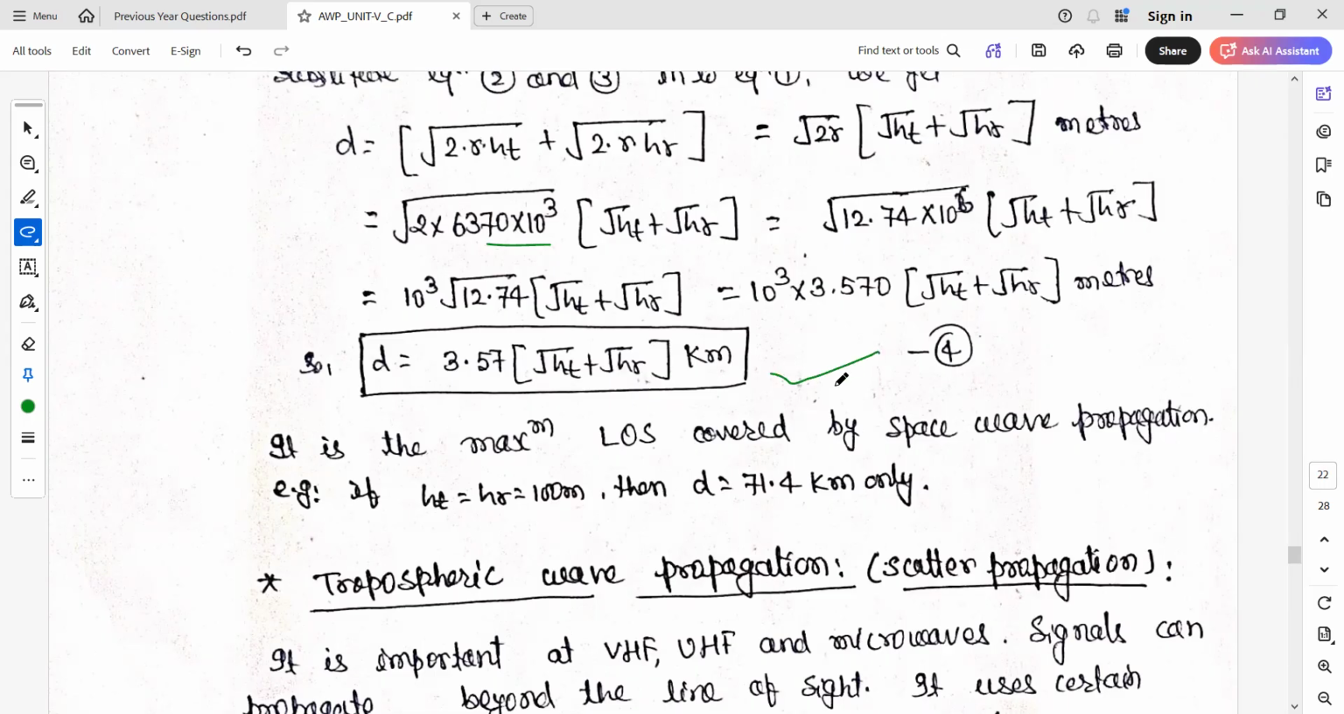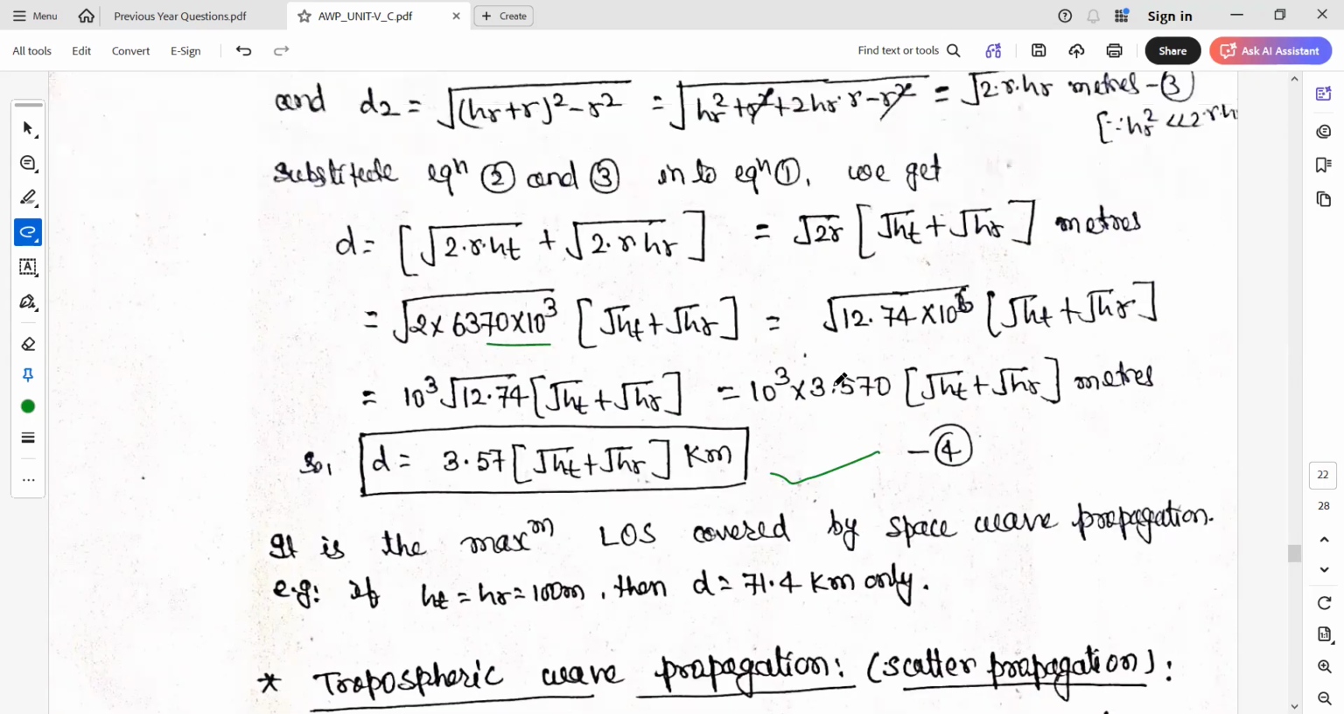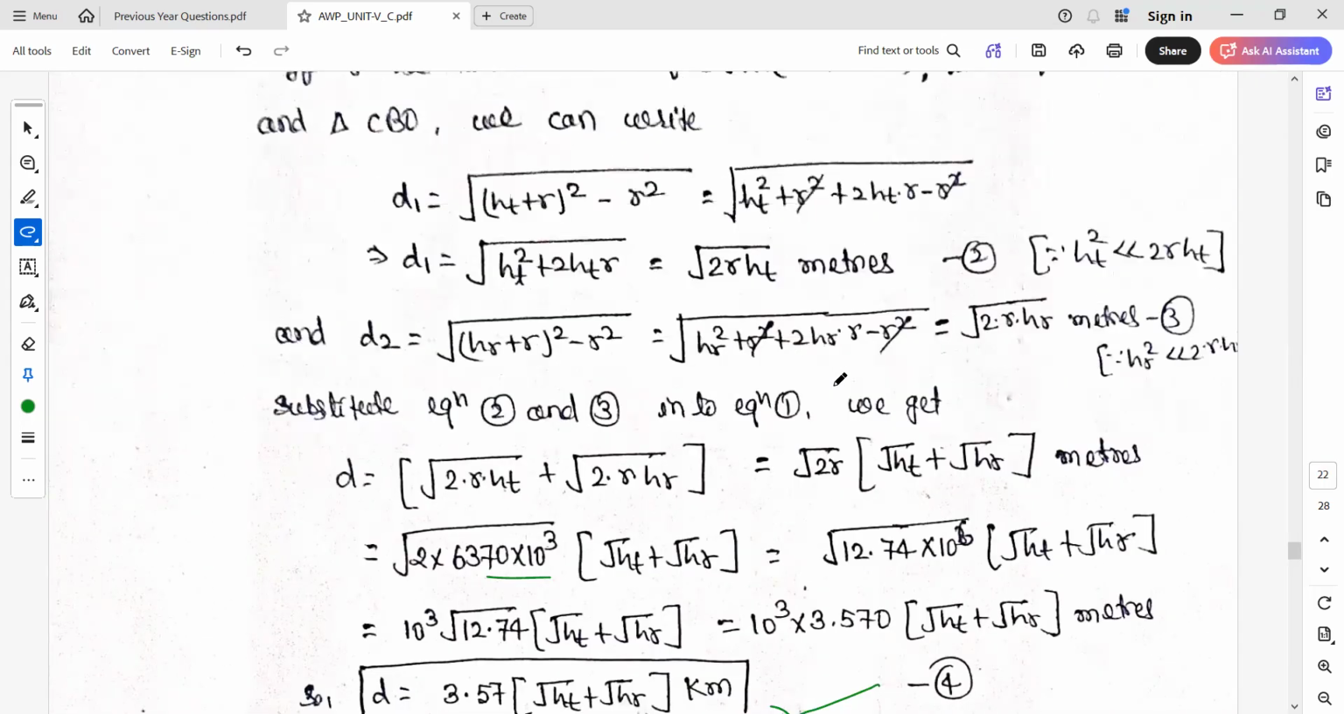This is about line of sight and radio horizons, and how the transmitting antenna and receiving antenna face towards each other and are aligned at the same level.